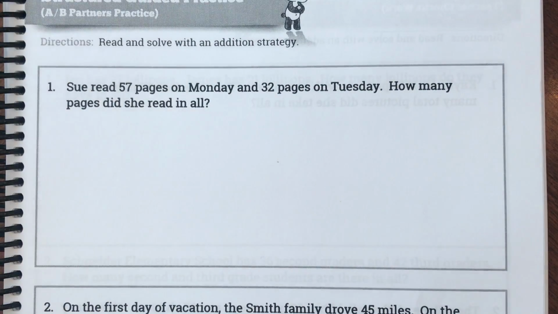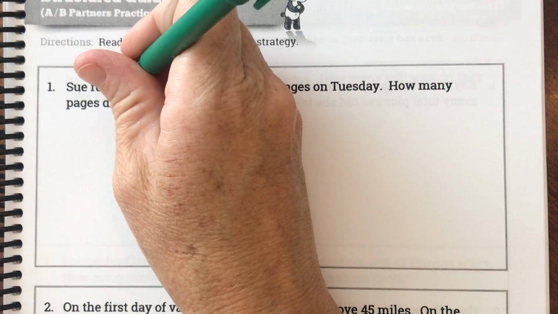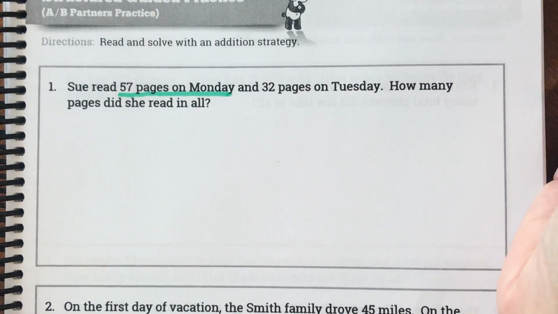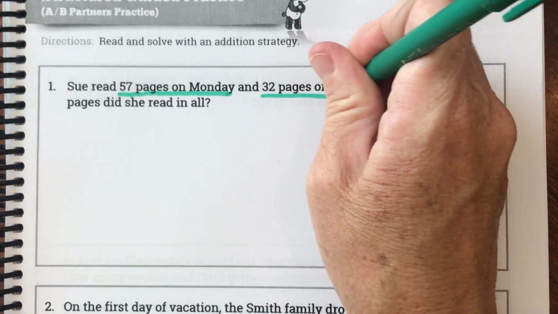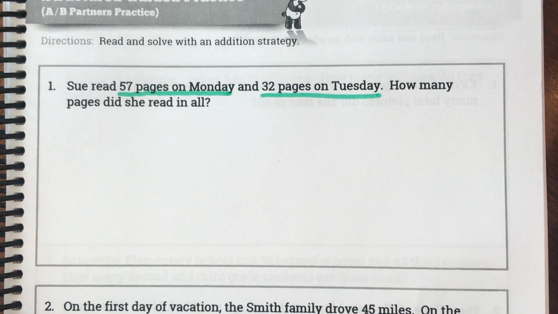Our first problem says, Sue read 57 pages on Monday and 32 pages on Tuesday. How many pages did she read in all? Okay, so what is this telling us? She read 57 pages on Monday and then 32 pages on Tuesday.